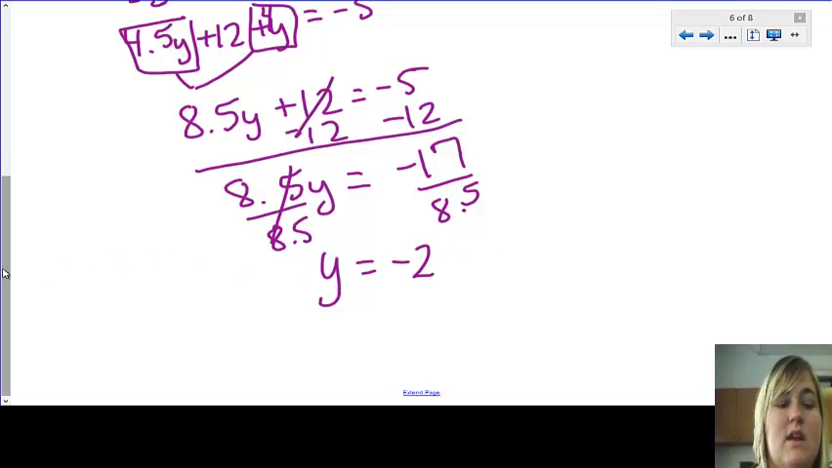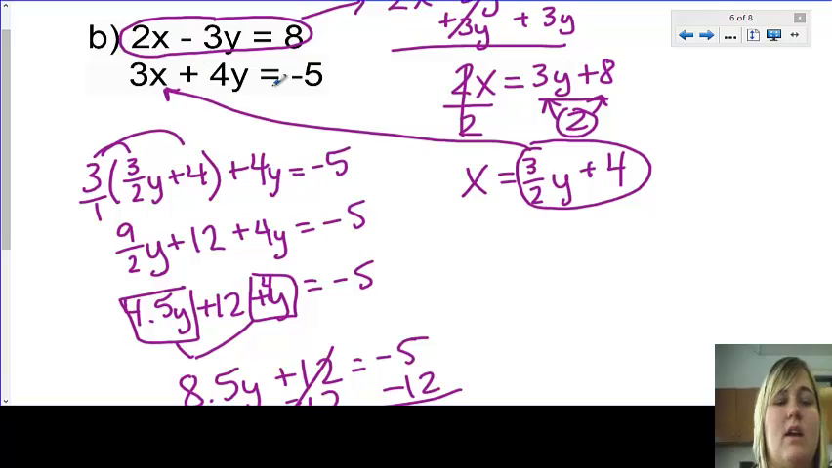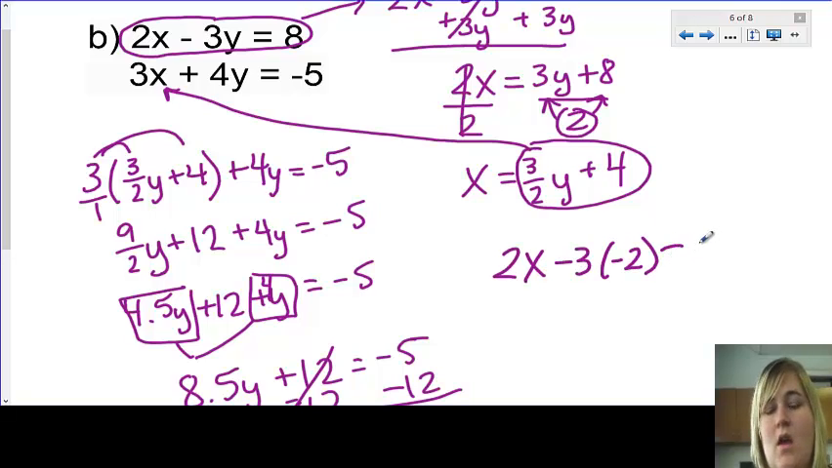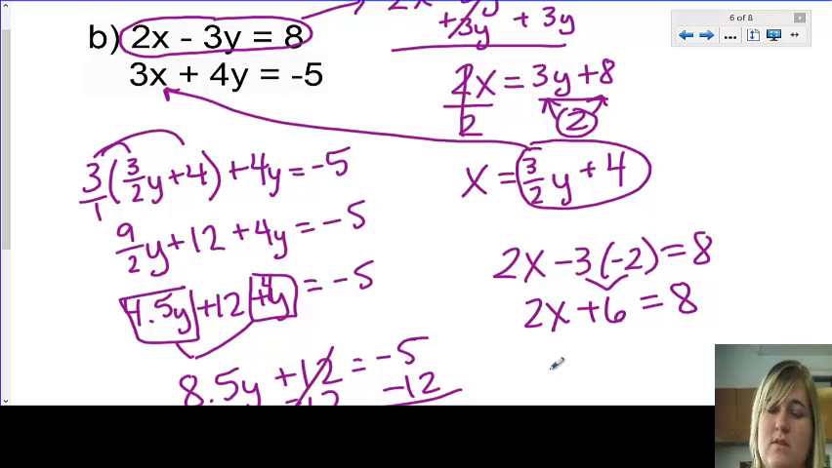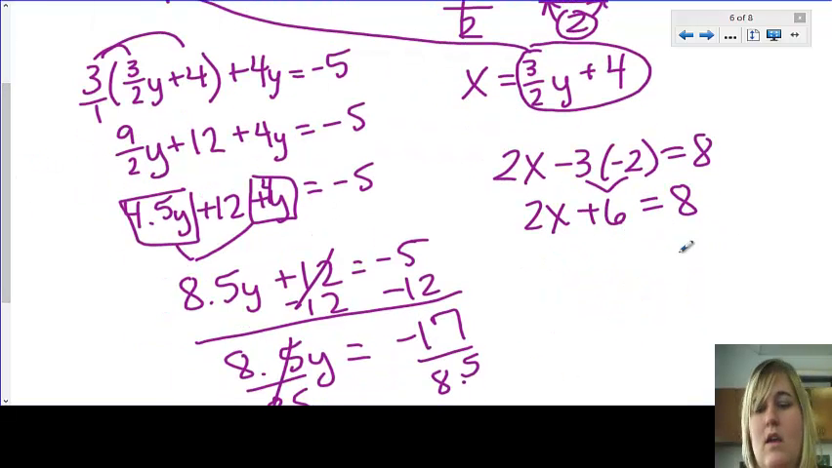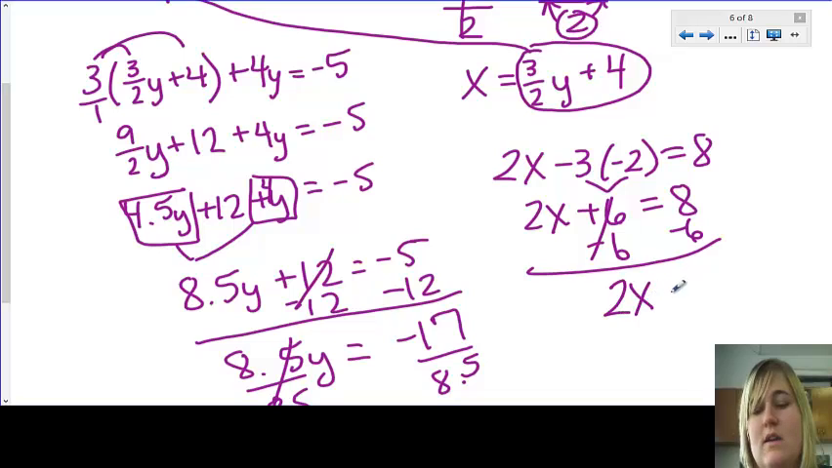Well, if y is equal to negative 2, I can take that and plug it into this one, or to the top one. Let's plug it into the top one. I have 2x minus 3, and y was equal to negative 2 equals 8. So 2x, negative 3 times negative 2 gives me a positive 6 equals 8. And the positive 6 I have to subtract from both sides, so that will cancel. I have 2x equals 2.